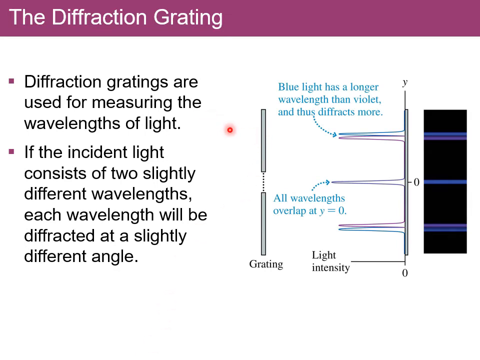Diffraction gratings are commonly used for measuring the wavelength of light. If the incident light consists of two slightly different wavelengths, each wavelength will be diffracted at a slightly different angle. Here, blue and violet are separated out. Since blue has a longer wavelength than violet, it is diffracted slightly more.